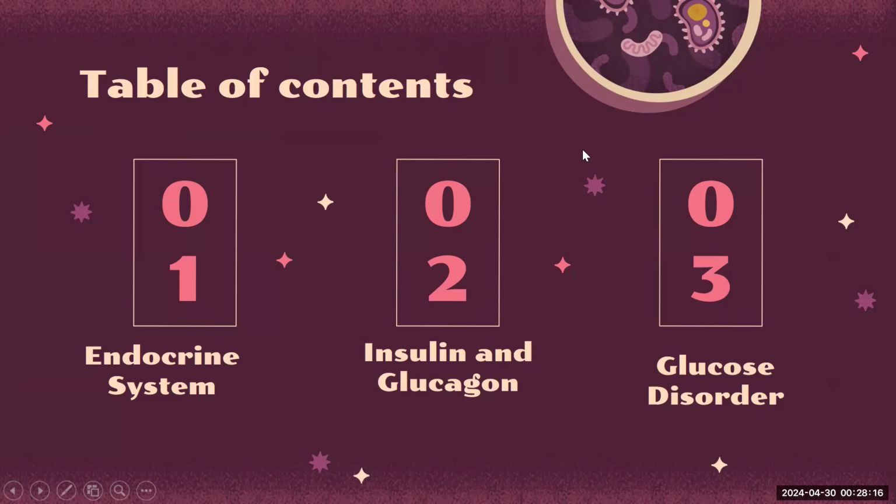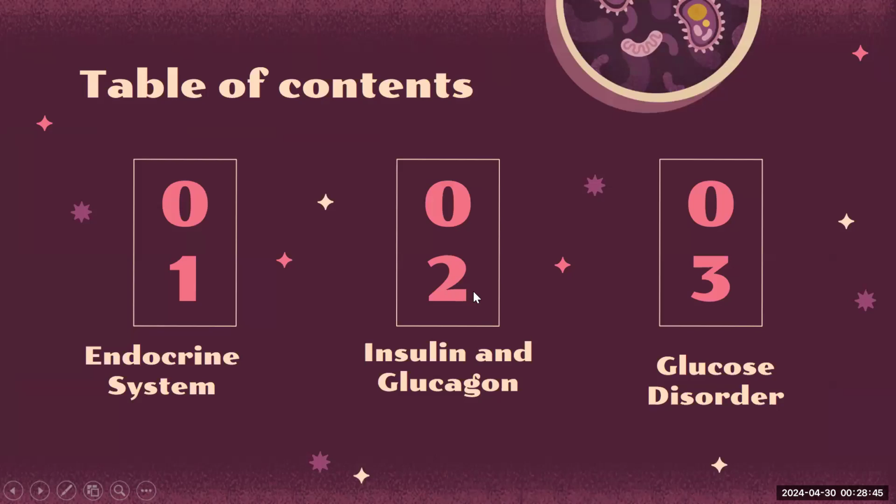My objectives in this presentation: first, I would like to talk about the endocrine system in general, insulin and glucagon specifically, and the mechanism of action of each of them. And the last one is glucose disorders. What happens when glucose is lower in the blood or raised in the blood?